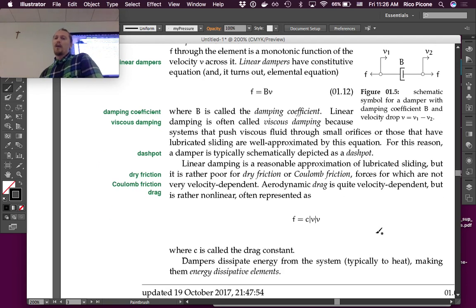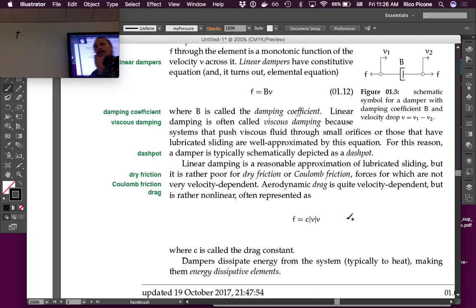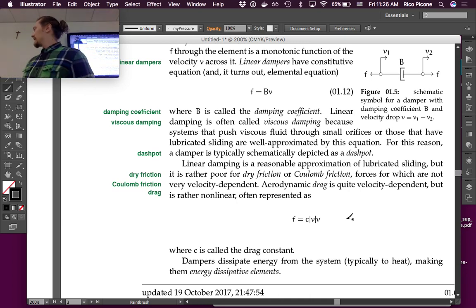Aerodynamic drag is quite velocity dependent, but it's rather nonlinear. So drag isn't very well approximated by equation 112. It is better approximated by this expression, which is essentially quadratic, right? It's velocity squared, where c is the drag coefficient. Now, this is also an approximation, but it's better. But what does this say? This is really bad news if you want to go fast, right? Because the faster you go, it's the square of the velocity for aerodynamic drag that resists you. So that's why.